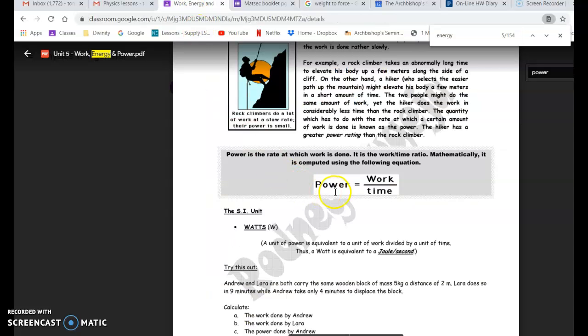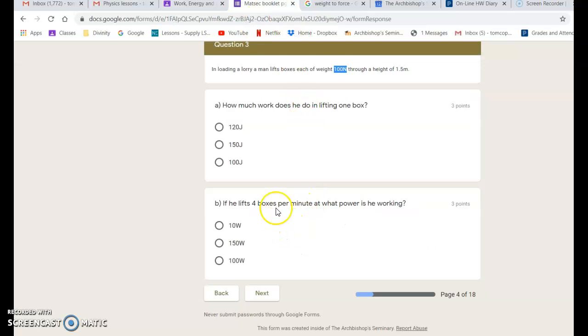And then you have to use power equals work over time. You have to find the answer of the work done, which is 400 times 1.5 all over the time. So it says per minute. How many seconds in a minute? I'm not going to tell you the answer. You should know it. That's what you have to do for this.